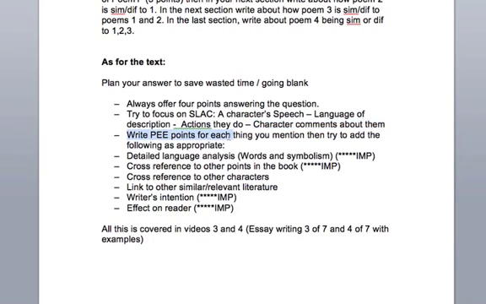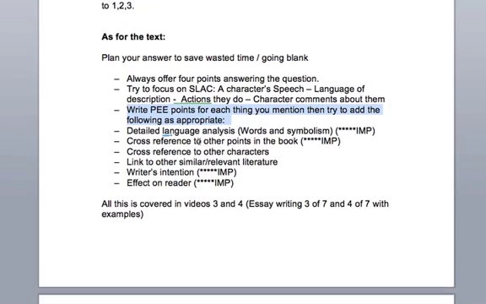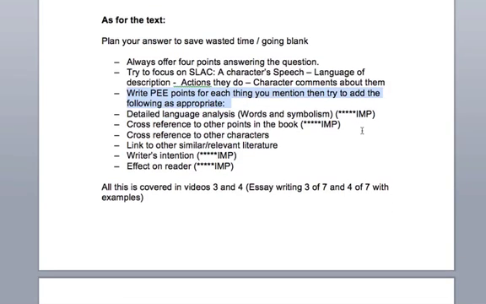Write PEE points for each thing that you mention, and then add any of the following as appropriate. Now, the ones where I say important are the ones that you must include if you're looking to get higher than a B. The others are relevant and I would recommend doing them, but the very important ones are the ones you need for at least a B.